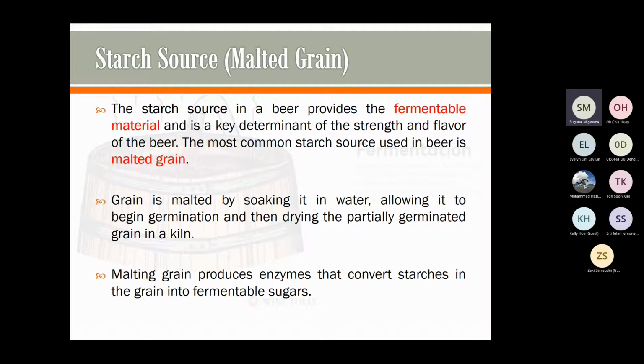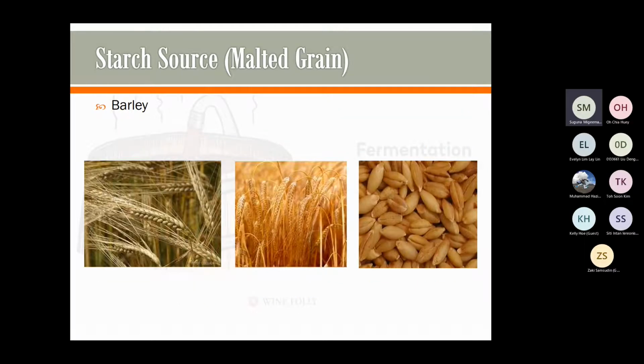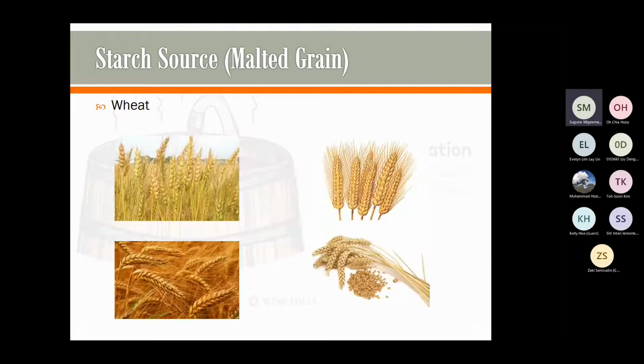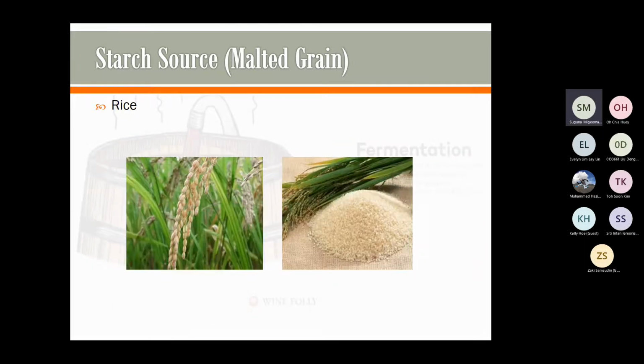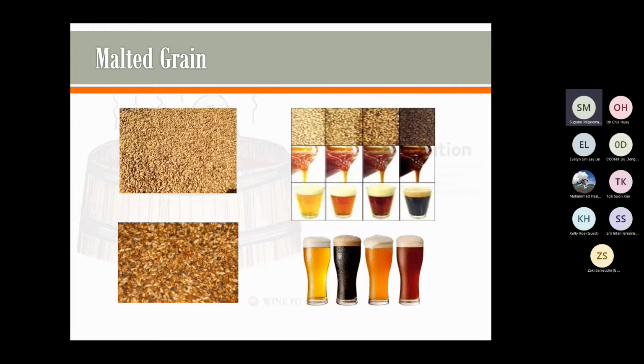So these are the enzymes that will convert the starches that I mentioned to you. Remember the starches, glucose, sucrose, and also fructose, right? In the grain into fermentable sugar. Okay, so examples of starch sources, malted grains, are barley. We can use wheat. It can be rice as well. Okay, and different malted grains will actually produce different flavors of beer.